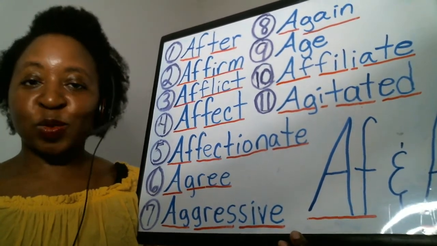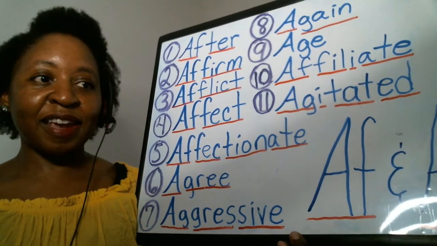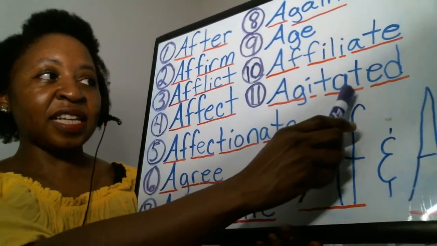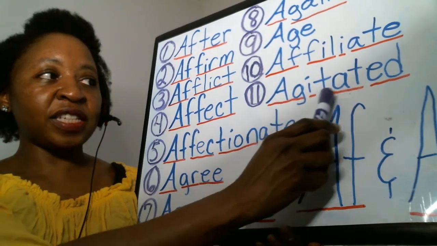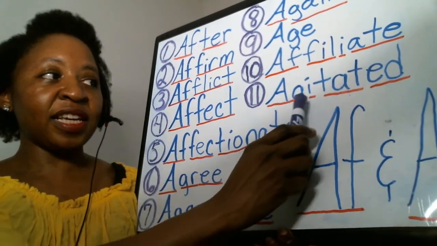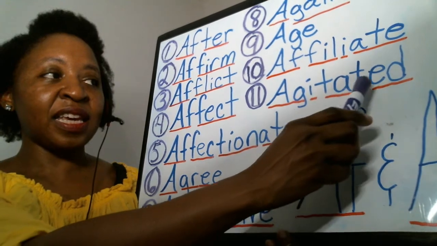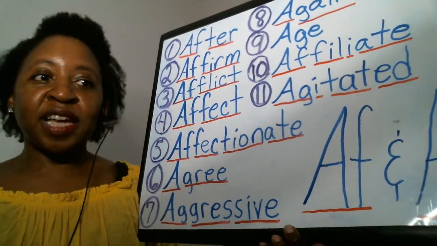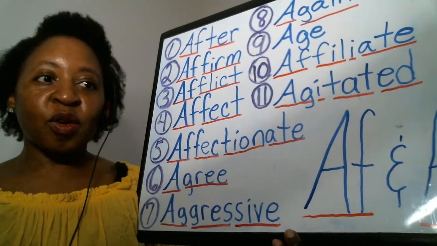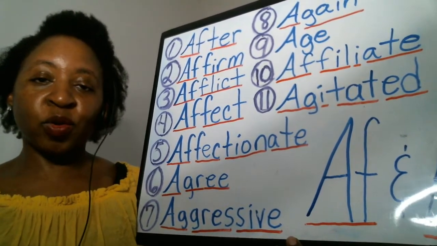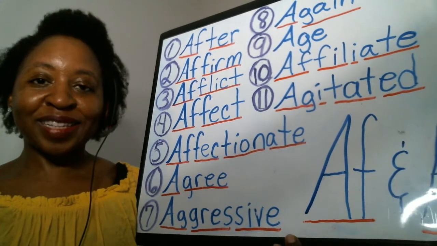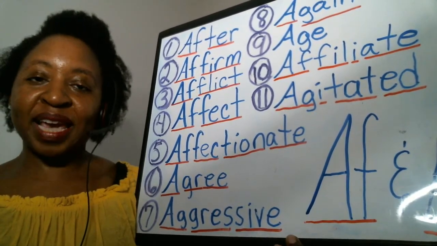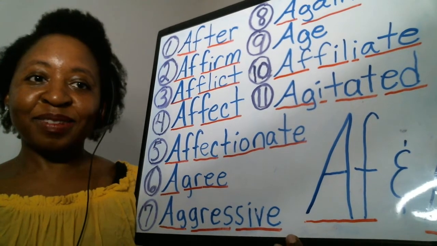And your last word for today is agitated. A-G-I-T-A-T-E-D. Agitated means feeling or appearing troubled or nervous. Your homework sentence: the more the child screamed, the more his mother became agitated.